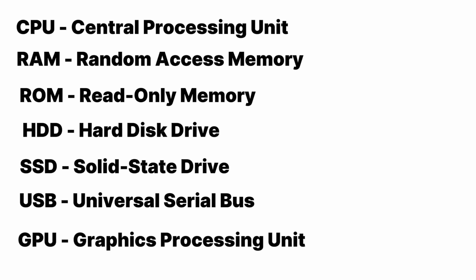GPU. GPU stands for Graphics Processing Unit. It is designed to process graphics and images and is especially important for gaming, video editing and AI applications. OS. OS stands for Operating System. Examples include Windows, Linux, macOS, Android and iOS.